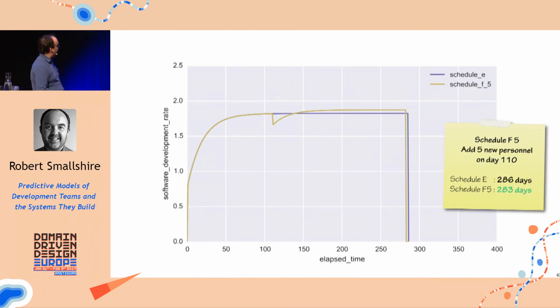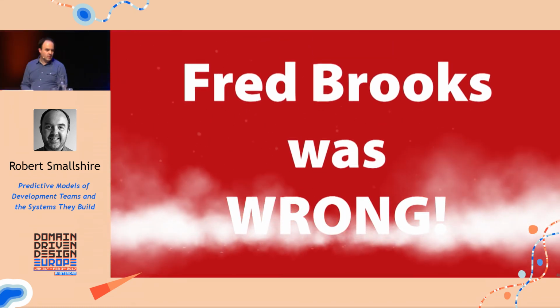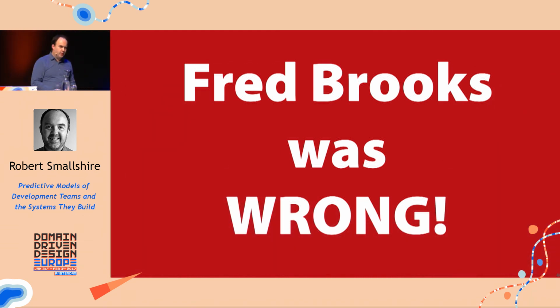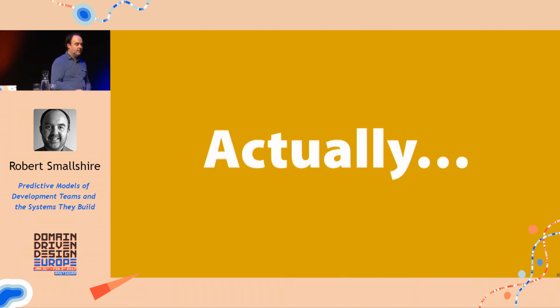We do that on day 110, add 5 new people, and we go from 286 days down to 283 days. 283 is less than 286. It is, isn't it? It really is. Oh dear. Brooks' law turns out not to be a law at all. Actually, I think he just phrased it wrong, and I'll try to explain why.